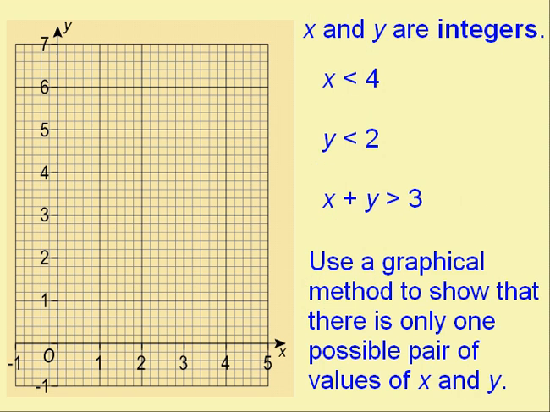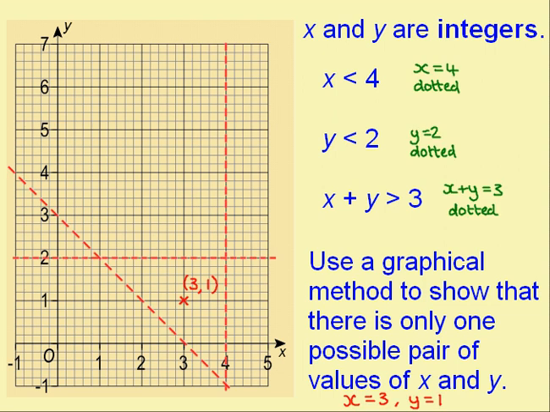Here's another question for you to try. You'll need to copy the axes out onto some graph paper this time. You're told that x and y are integers. That means whole numbers. You'll find that there's only one pair of coordinates that satisfies this within the region. This part looks really complicated, but you're going to find your region in the usual way. Press pause and have a go. When you're ready, press play. Here's the answer.